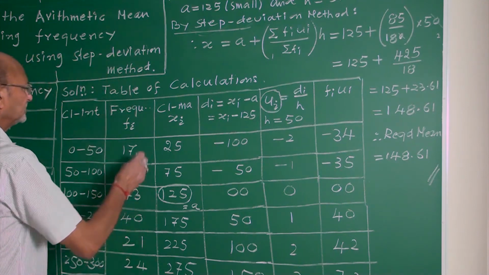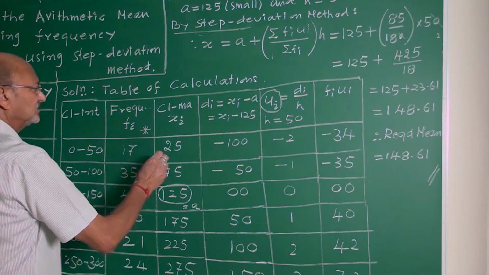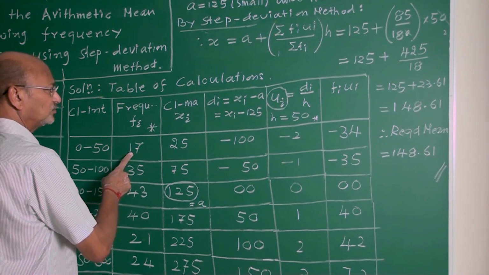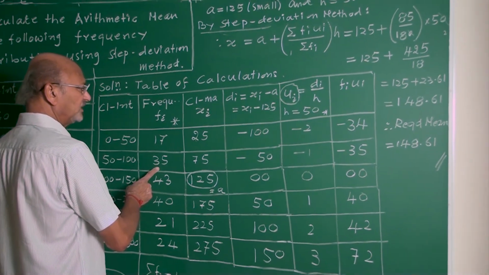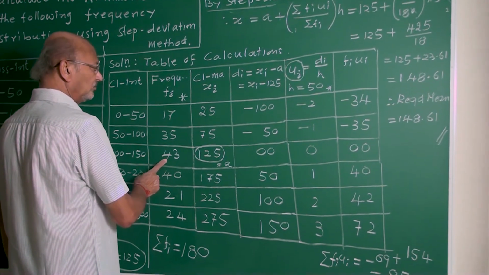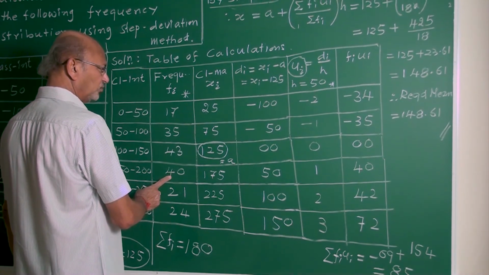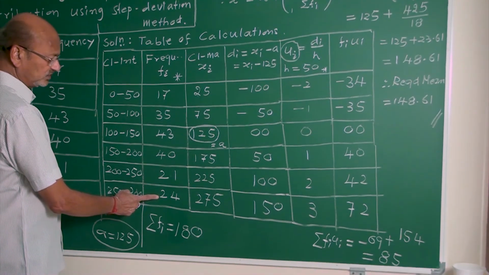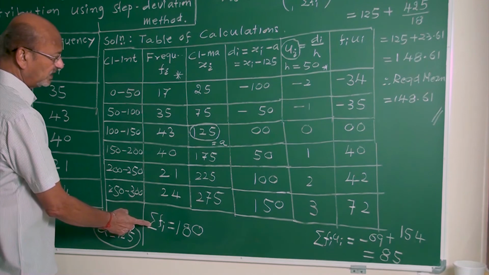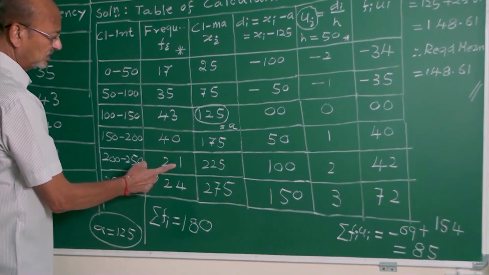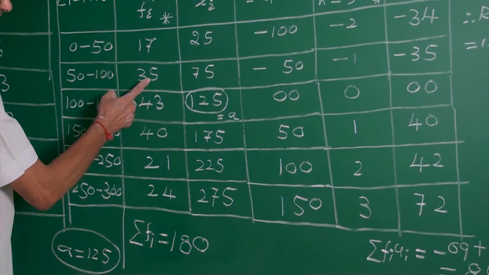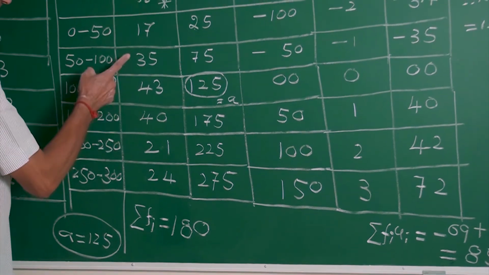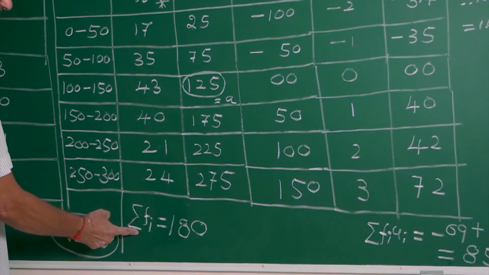Next is Fi into Ui. This is your Fi, this is your Ui. 17 into minus 2, minus 34. 35 into minus 1, minus 35. 43 into 0, 0. 40 into 1, 40. 21 into 2, 42. 24 into 3 is 72. Sigma Fi, my friends, write down: 5, 8, 13, 20, 0, 2, 4, 6, 10, 17, 18, 180 is sigma Fi.